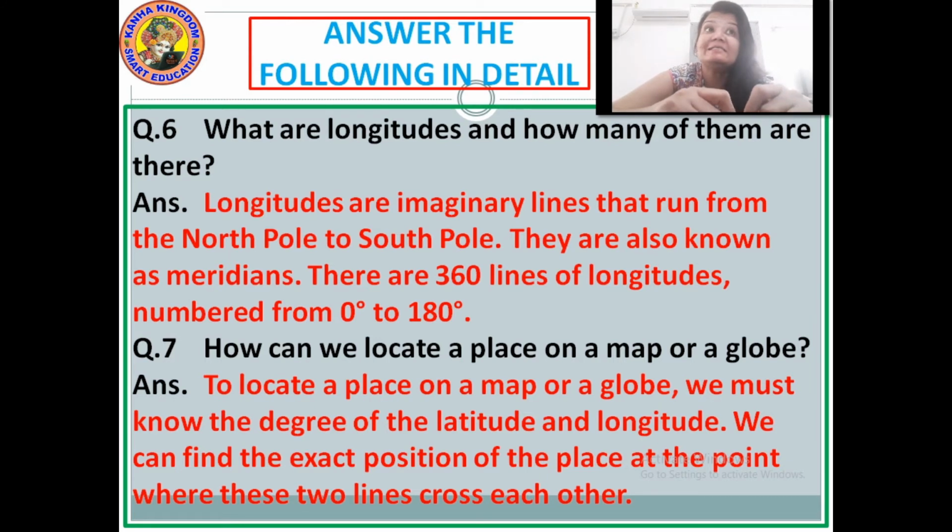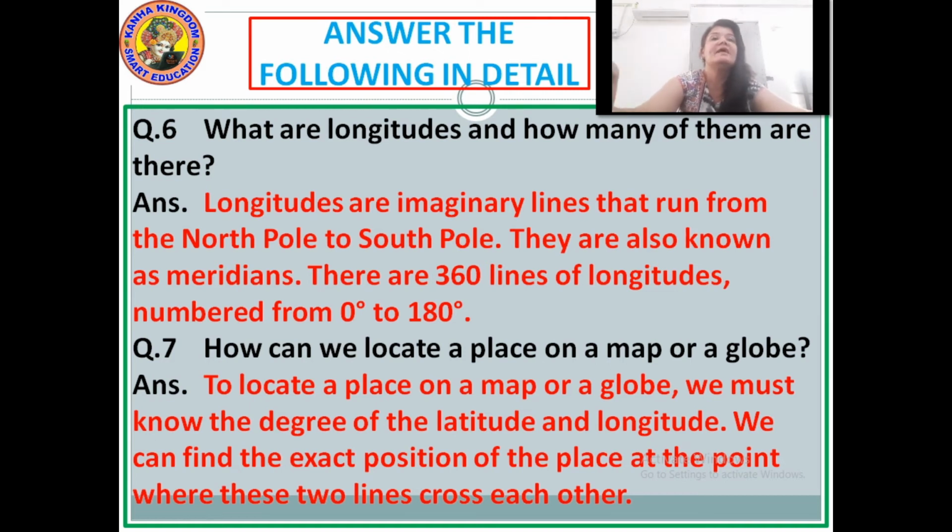Longitudes are imaginary lines that run from the North Pole to the South Pole. I have told you that latitudes and longitudes are all imaginary lines. Latitudes run from west to east and longitudes run from North Pole to South Pole. They are also known as meridians.